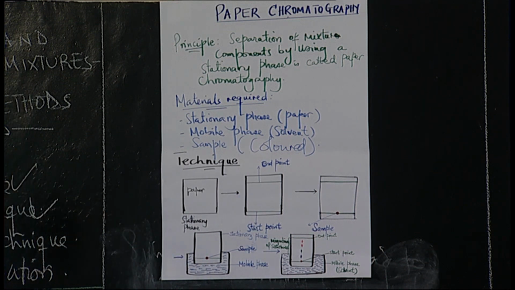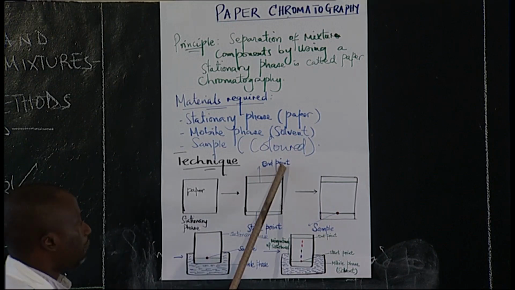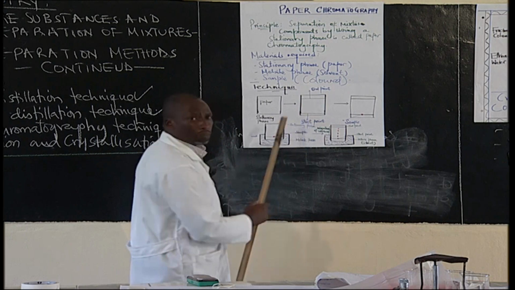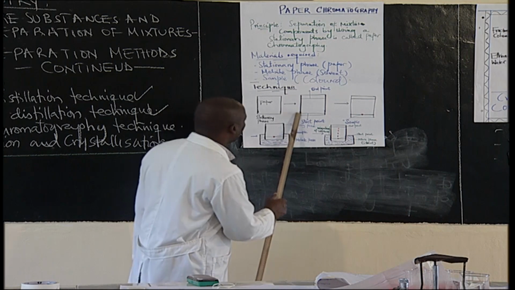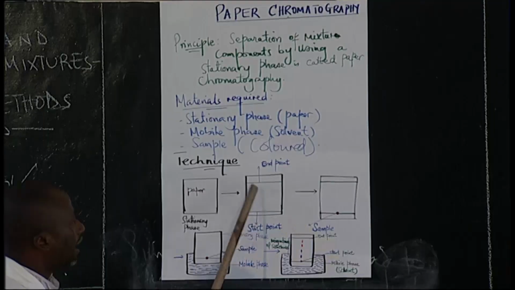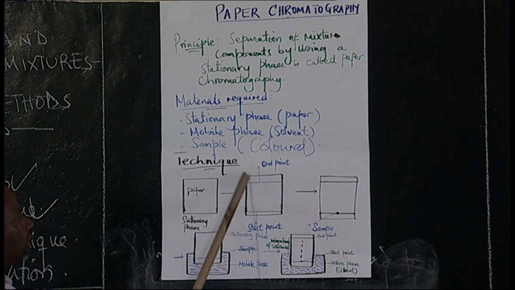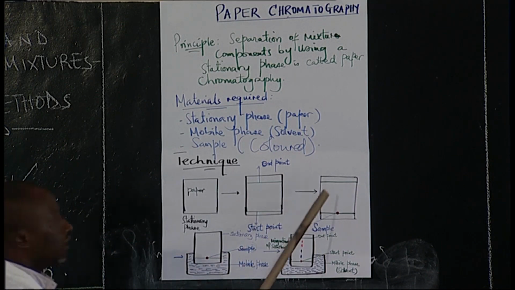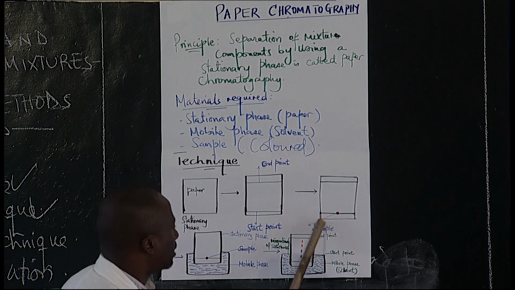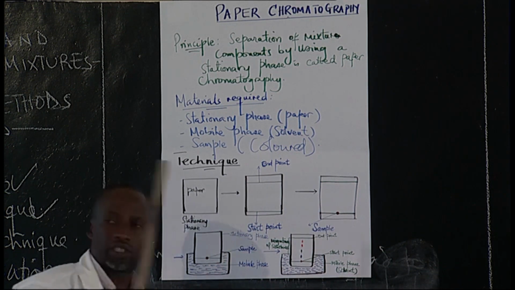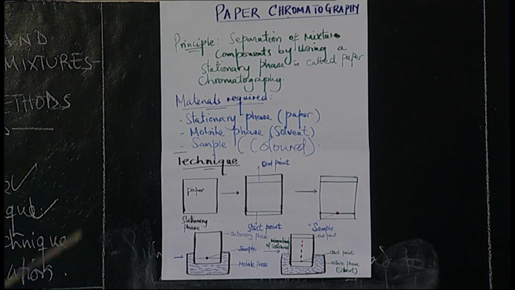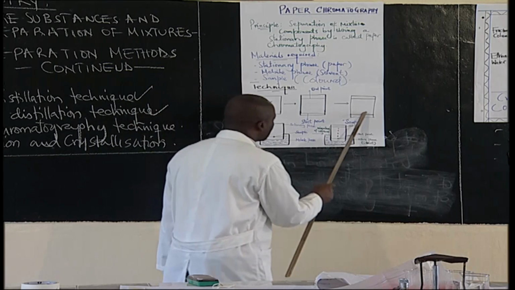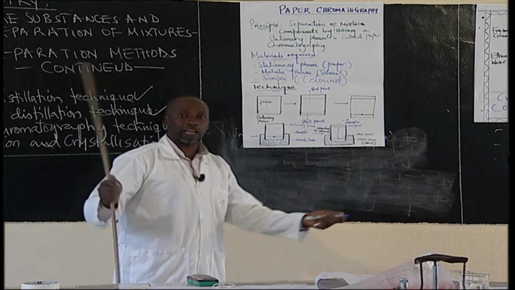What is the technique that you have to employ? You have the paper, which is the stationary phase, you cut it, and then on the paper, put a line with a pencil. That line is called the start point. It can be in rectangular or square form. And then on the start point, you put a drop of the sample that you are going to separate. This sample, in most cases, I said, has to be colored.